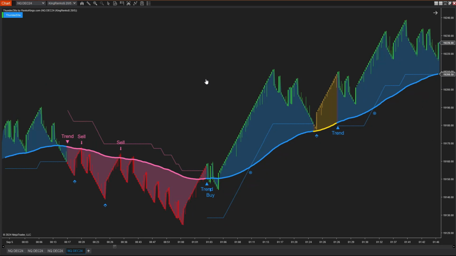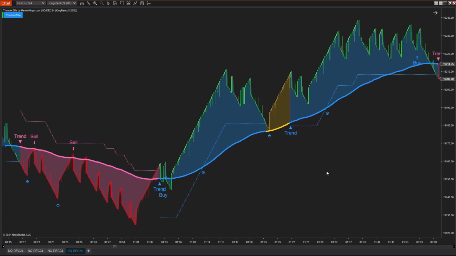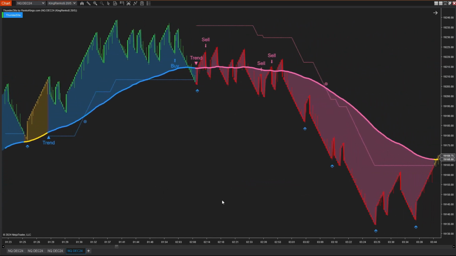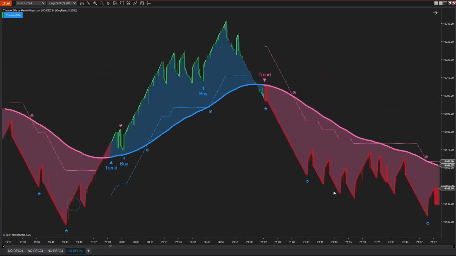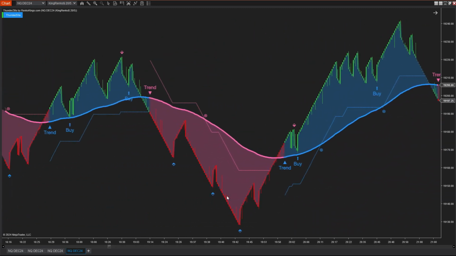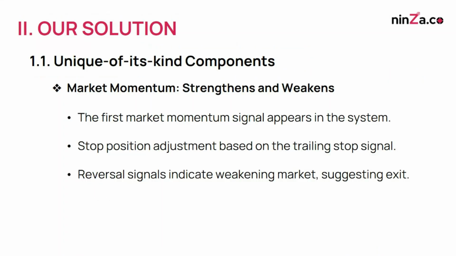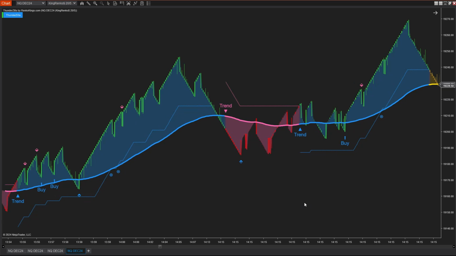One of the standout features of ThunderZilla is its ability to gauge market strength. It doesn't just show you which way the market is moving, it helps you understand how strong that movement is and when it might start to weaken. This is really useful because it lets you anticipate changes before they actually happen. So instead of just reacting to market movements after they occur, you get a chance to see when the trend is gaining momentum or when it might be about to slow down.